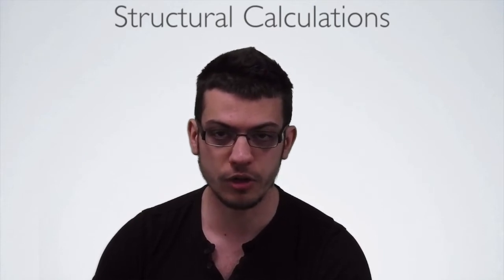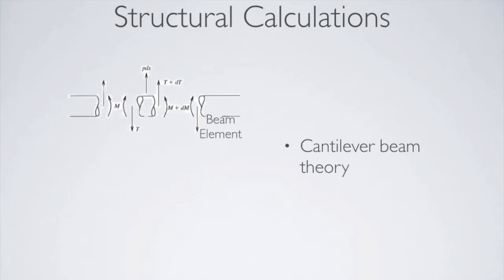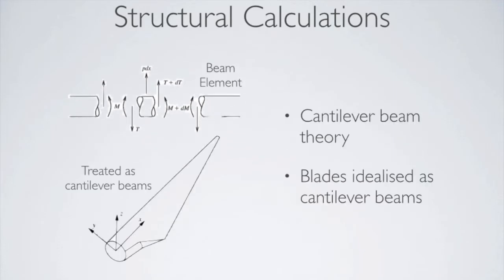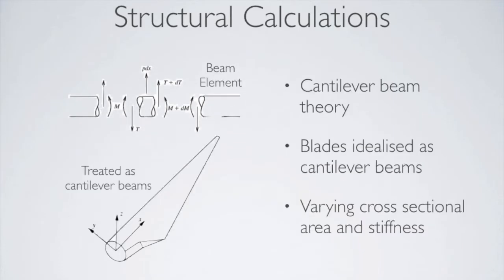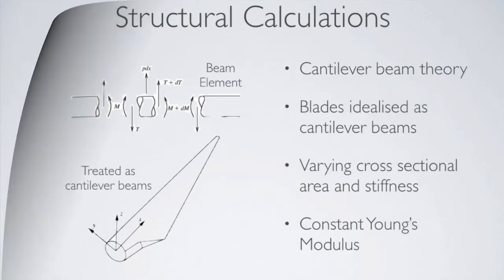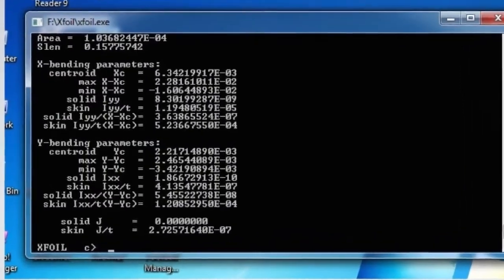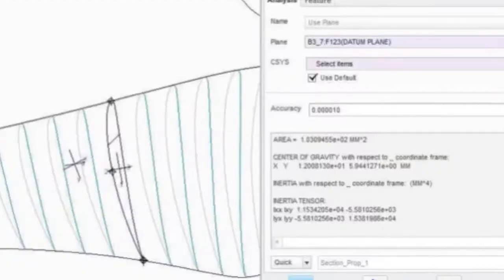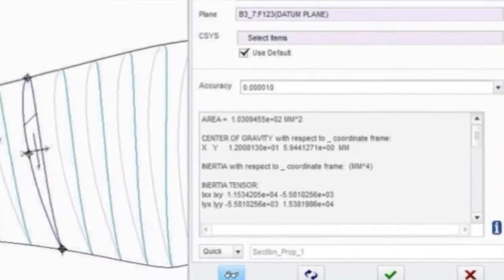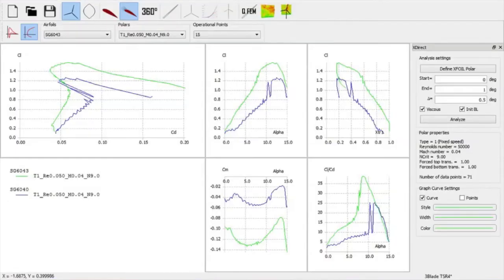The method outlined in the lectures was followed in order to evaluate the structural integrity of our blades. We based our analysis on cantilever beam theory, idealizing the blades as simple cantilever beams with varying cross-sectional area and stiffness, and constant Young's modulus, focusing on calculating the stresses and deflection due to aerodynamic forces and the inertial forces. All the dimensions needed for the cross-sections, such as the thickness, chord, second moments of area, etc., were obtained from Xfoil and Creo Parametric, while the CL and CD values were obtained from the Q-blade simulation.